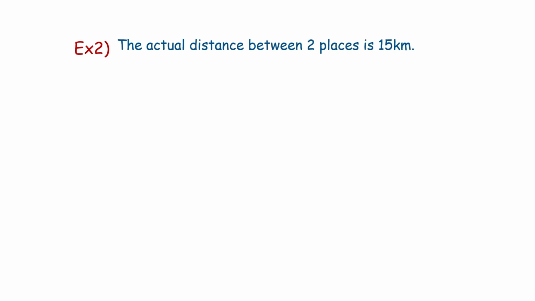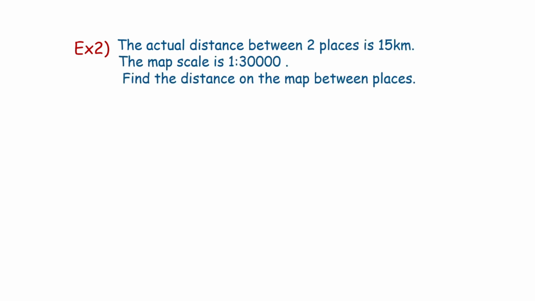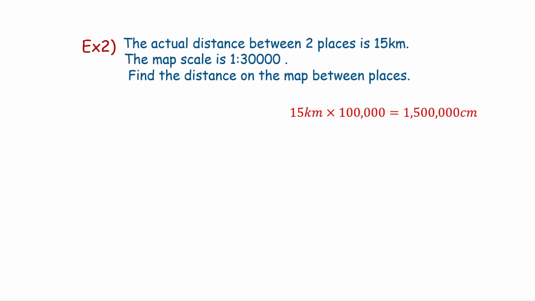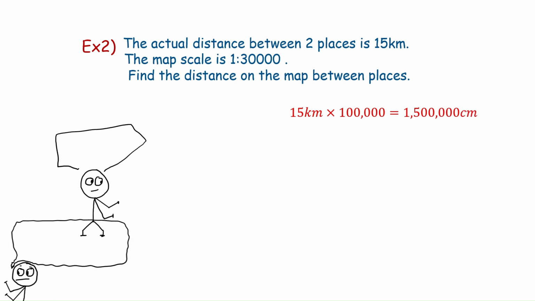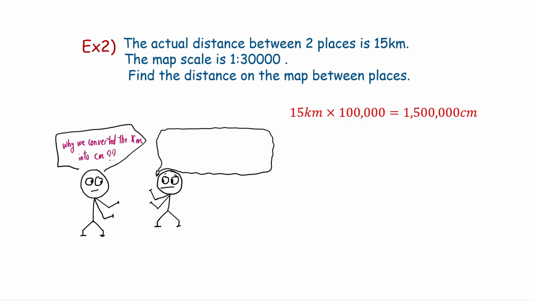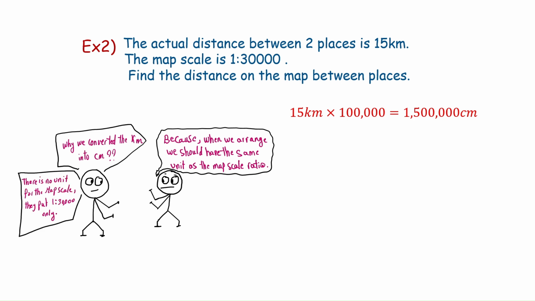Now example 2. The actual distance between two places is 15 kilometers. The map scale is 1 to 30,000. Find the distance on the map between places. First thing to do is to convert 15 kilometers to centimeters. Why did we convert the kilometers to centimeters? Because when we arrange, we should have the same unit as the map scale ratio. In the ratio, they didn't mention the unit. Means both are in centimeters.